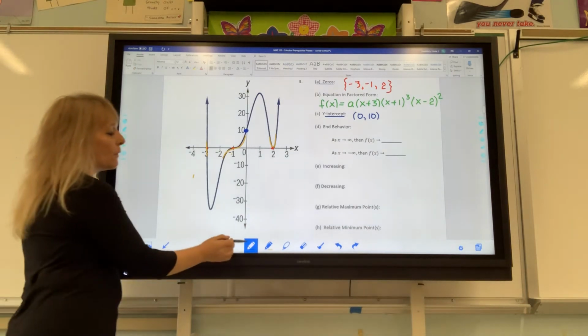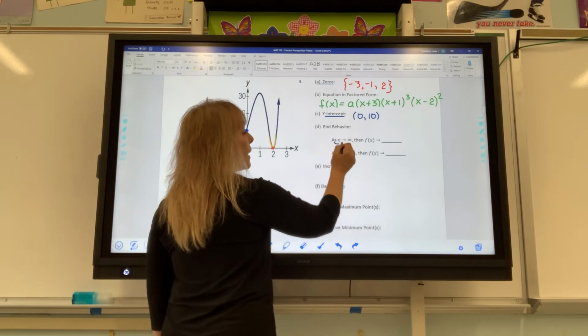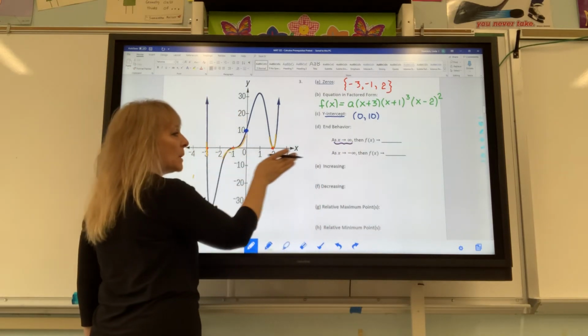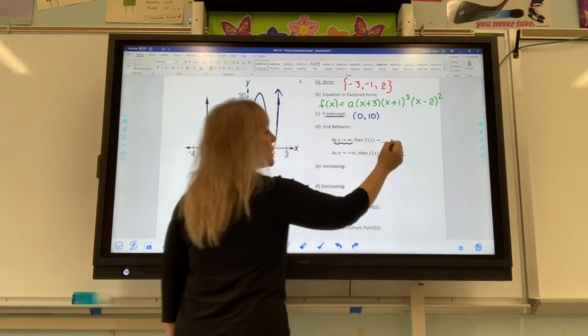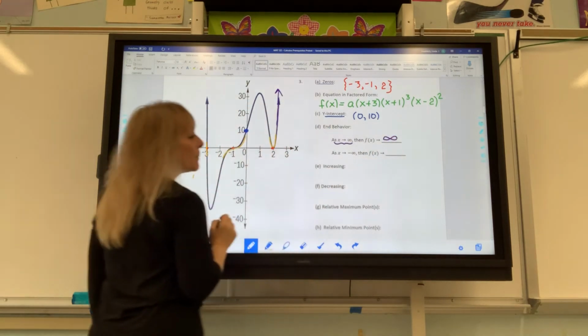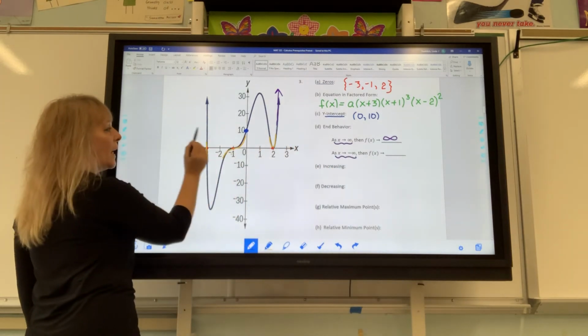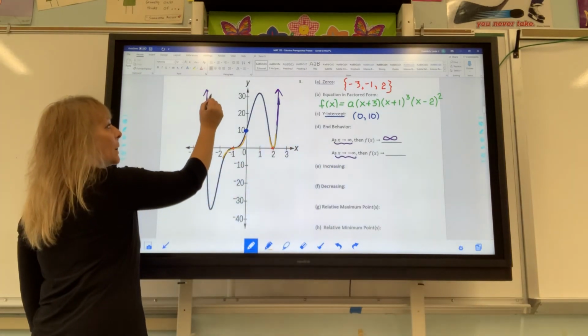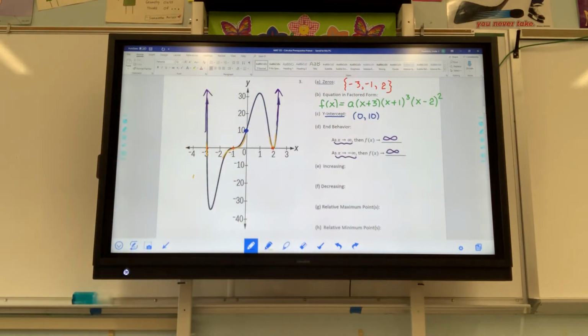When it is asking for the end behavior, remember, when x approaches infinity, that means you're looking right. You'll notice your picture is going up. So therefore that answer is infinity. And when x is approaching negative infinity, that means look left, but your picture is still going up at the end. So therefore this is positive infinity.